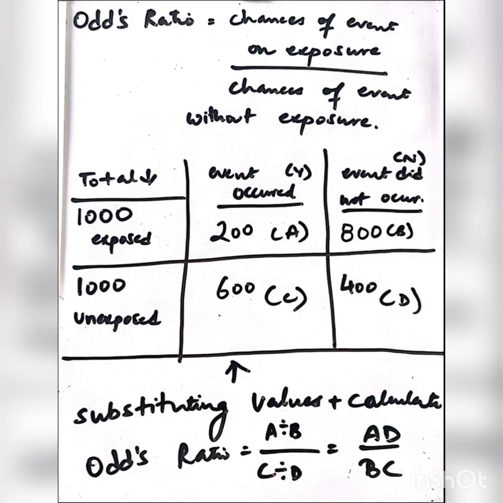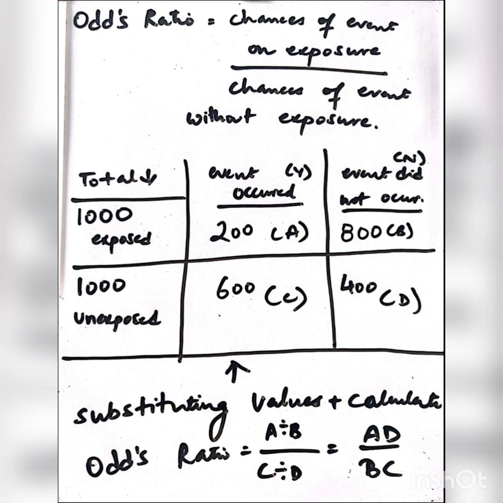So here we see from the data that we got from the question that out of the 1,000 people who got the vaccine, 200 did develop chickenpox, so the event occurred in them, and the remaining 800 did not get chickenpox. Out of the 1,000 unexposed people, or those who did not get the vaccine, 600 did get chickenpox and the rest, 400, did not. We label them as A, B, C, and D, as I've shown in the figure above. In case the question asks how many people did not get chickenpox, or what is the odds ratio of not getting chickenpox, we will reverse the values, so A becomes B and C becomes D.